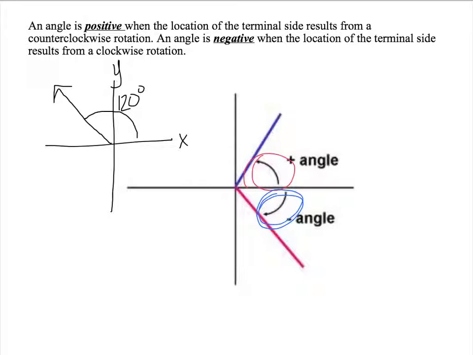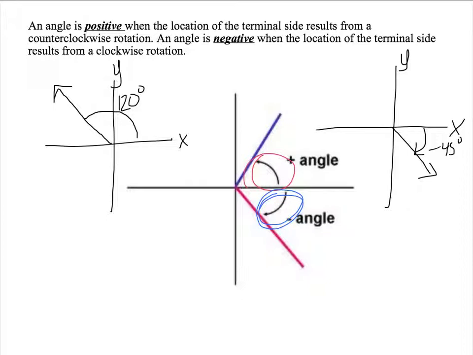Make sure you have your x and your y-axis. Draw negative 45. If you were to do negative 45 degrees, x-axis, y-axis, we're going clockwise, negative 45 degrees. A negative angle literally has a negative sign.